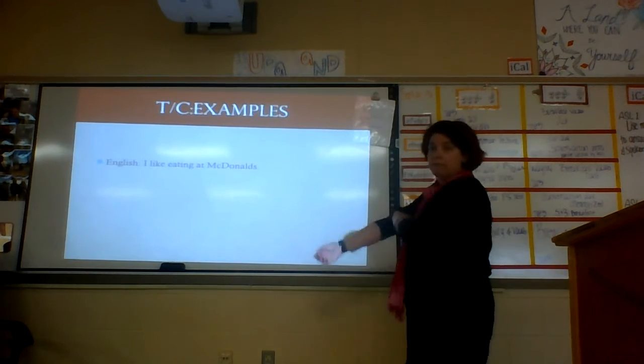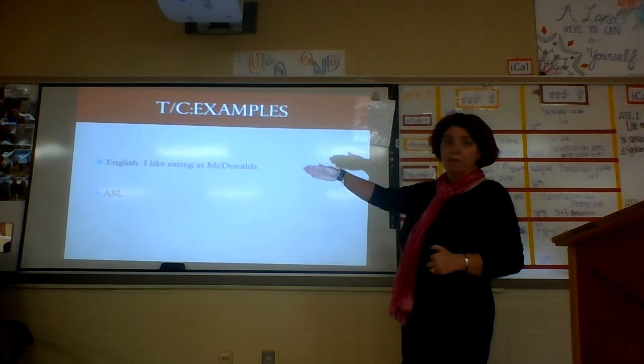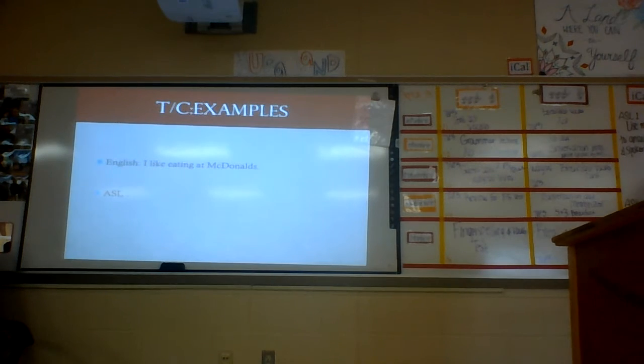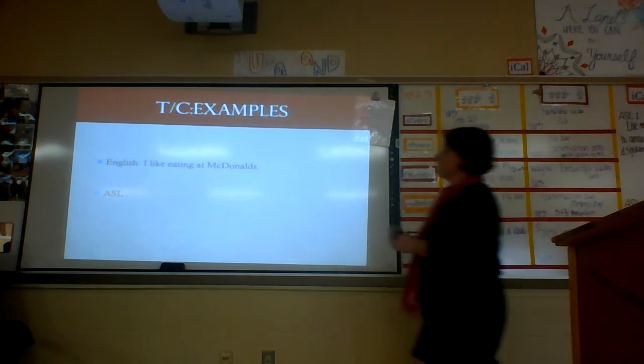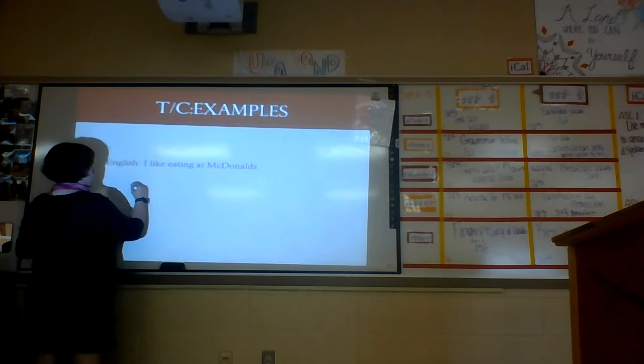Examples. I like eating at McDonald's. My English is set up just like this on my paper. The English sentence is first, the ASL sentence is second. So in ASL, the topic of my conversation, in my opinion, is McDonald's.